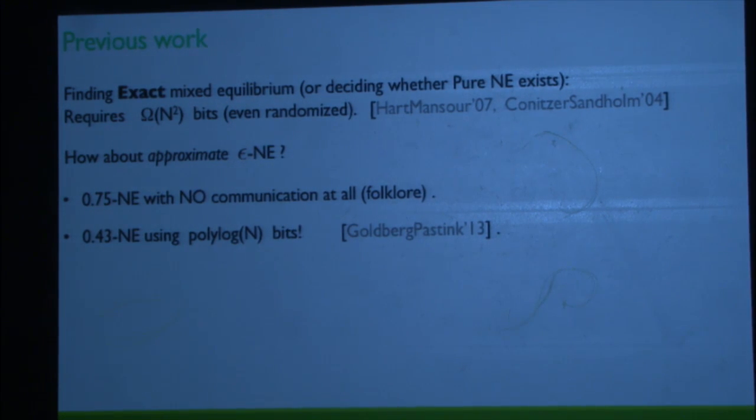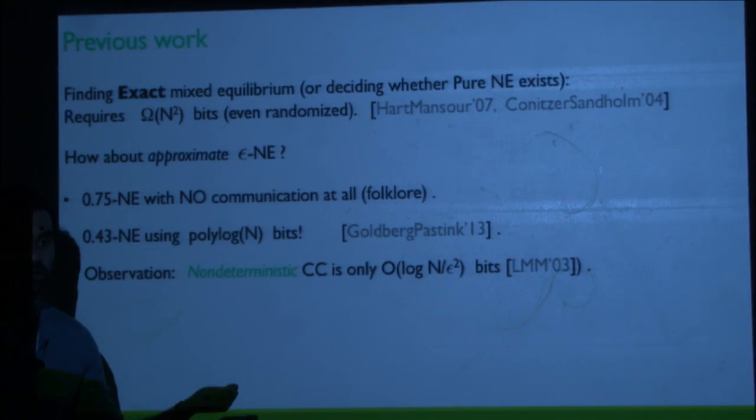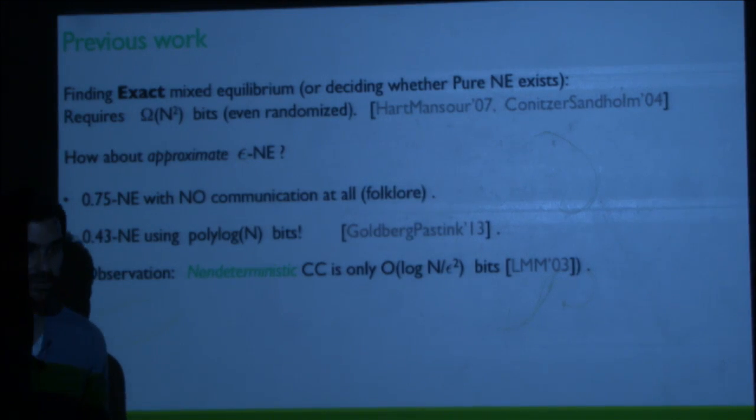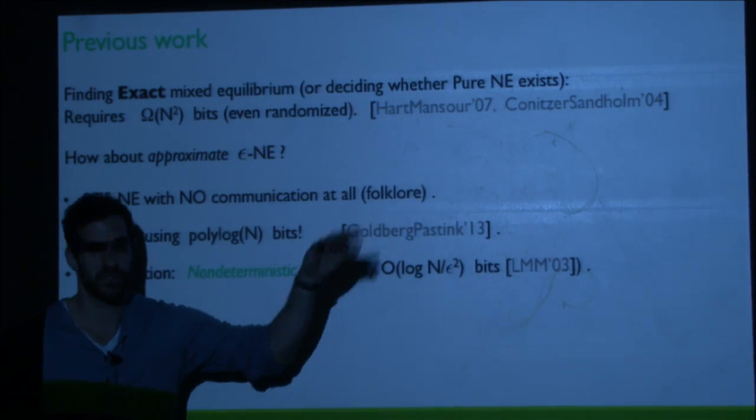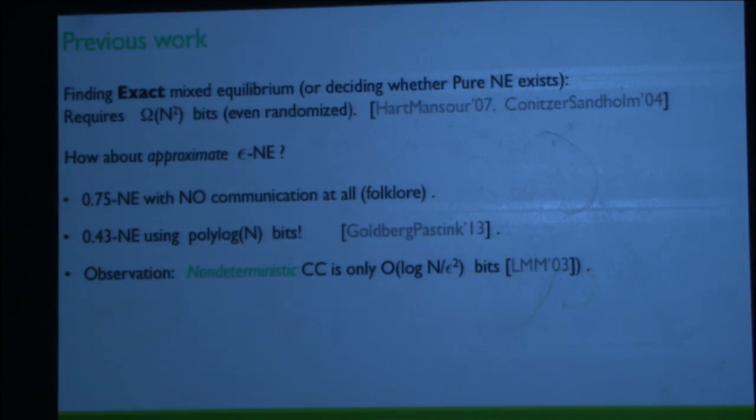And what I view, at least, as the most compelling evidence for why the problem is interesting, or at least more interesting than the exact case, is that verifying a solution is very easy. So the non-deterministic communication complexity of this problem is polylogarithmic for any value of epsilon which is 1 over polylog n, right? Why is that? Because Merlin can always drop from the sky, and we already saw that there's always an epsilon Nash equilibrium which is supported on polylogarithmically many bits, right?